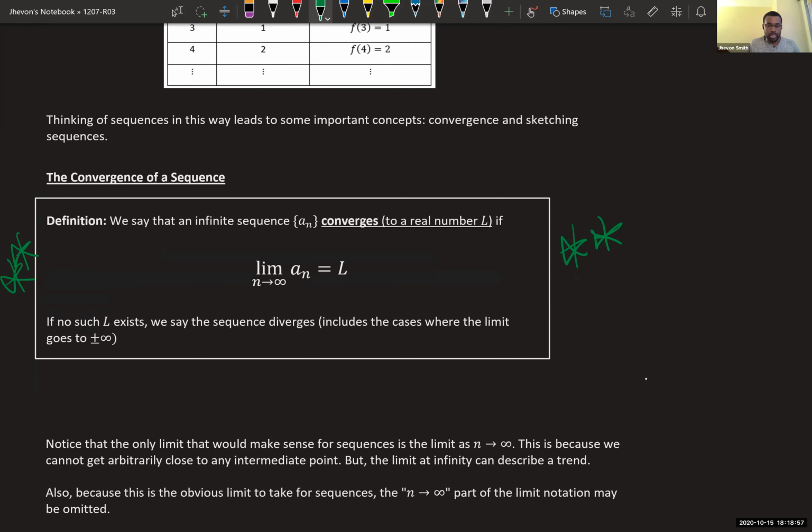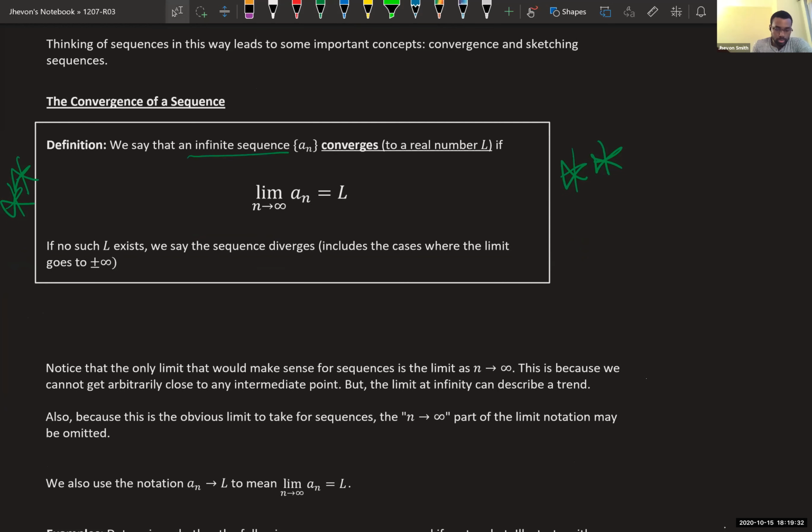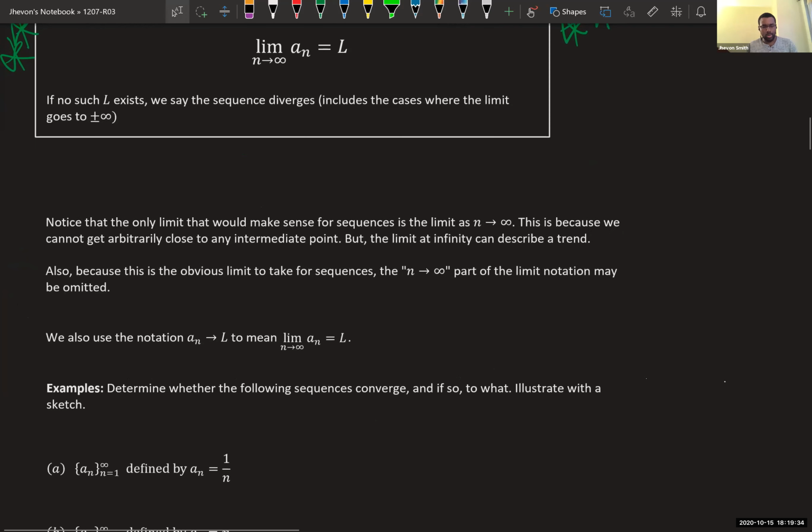We say that an infinite sequence, so this is a definition that applies to an infinite sequence only, finite sequences don't converge. We say an infinite sequence converges to a real number L if the limit as n approaches infinity of the term of the sequence gives me that number. If no such number exists, we say that the sequence diverges, right? This includes the possibilities of L being plus or minus infinity, or the limit just does not exist in general. Notice here also, I did type that down in words here.